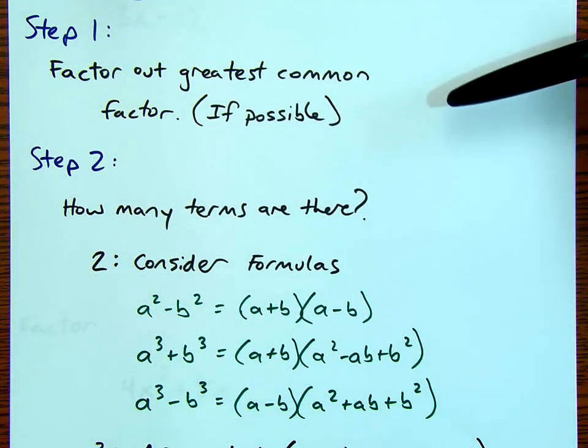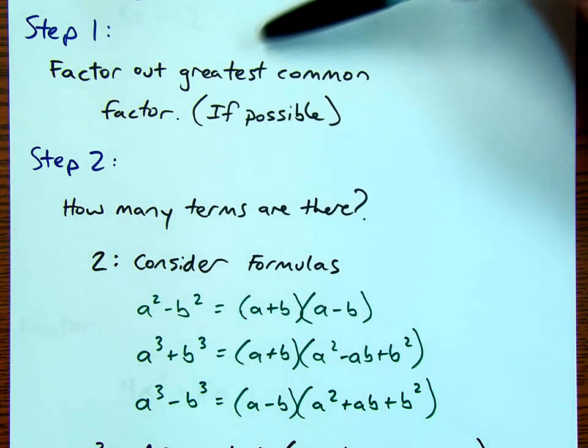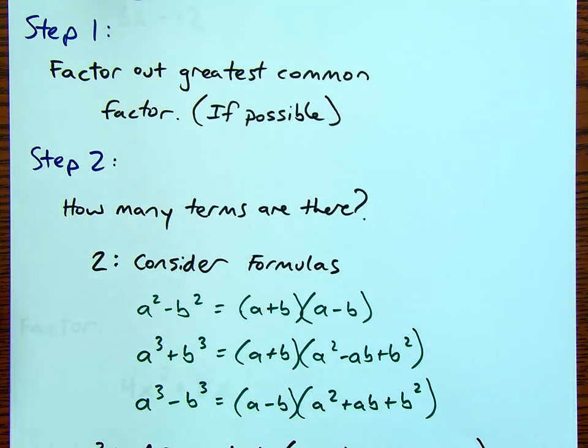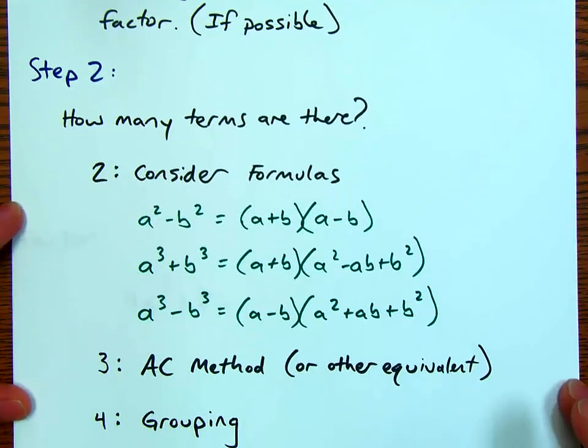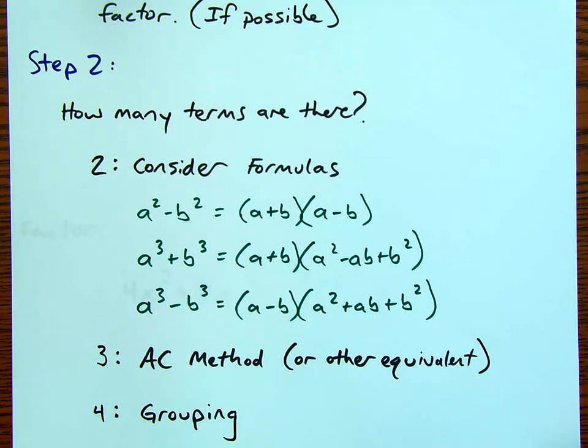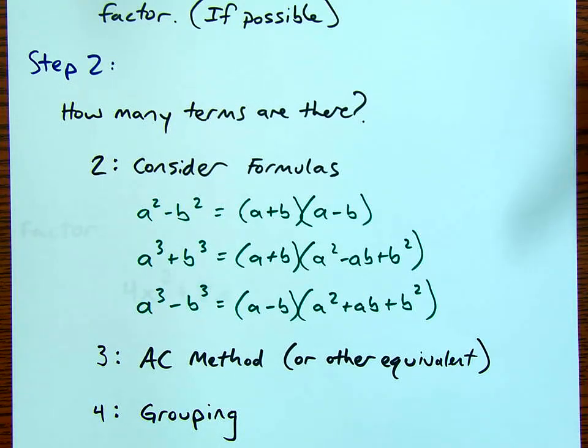So no matter what kind of expression we're dealing with, we're always going to try to factor out a greatest common factor, if possible, right? But we should always check. After we check for a greatest common factor, we're going to determine what we can do based on how many terms we have. So if we see that there are two terms, these three formulas should come to mind, and we should consider if we can use either of these formulas in the problem that we're dealing with. And if not, then we would move to other techniques.